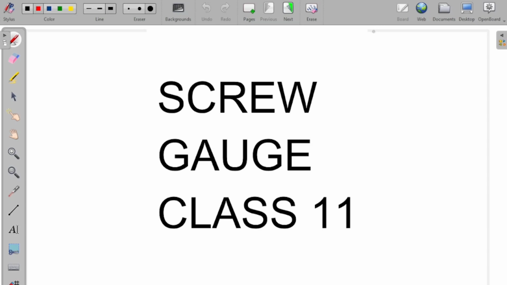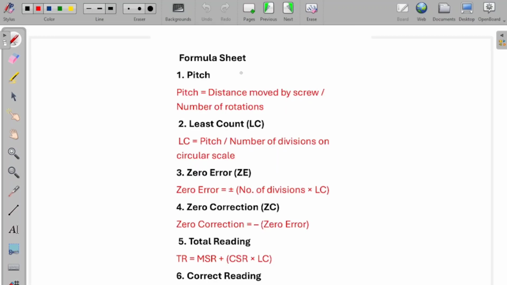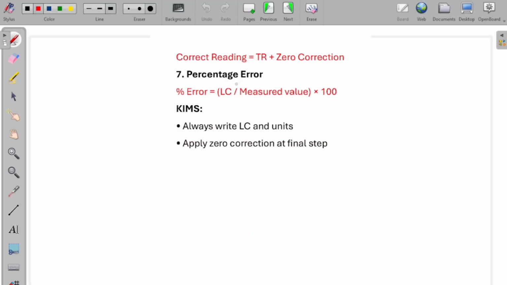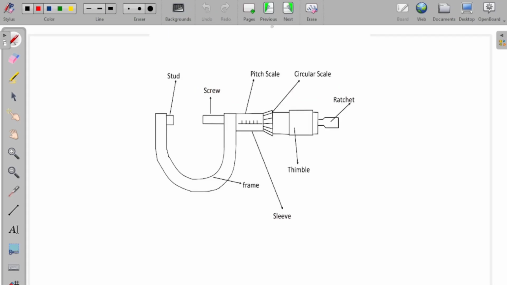Hello children, today we are solving the numericals of the topic screw gauge, which is from the first chapter of class 11. And here I have brought the formulas which will be useful in solving the numericals. I have also added some key terms which will be useful for the questions. And this is how a screw gauge looks.